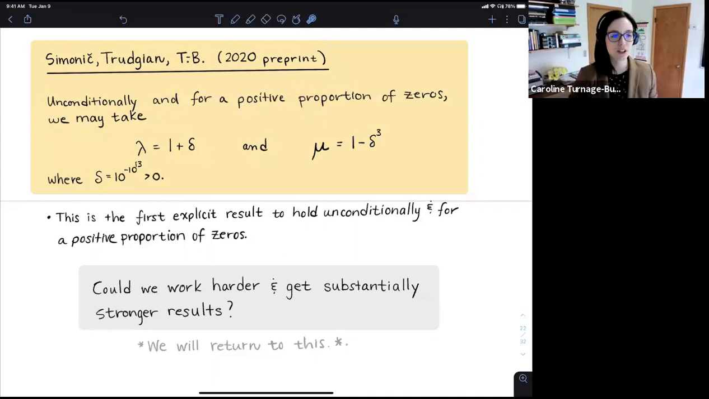And so you might wonder, well, can you work harder and do a whole bunch better? And then the answer is like, how hard do you want to work? And what do you consider substantially better, right? These are all subjective things. So we'll talk about this.